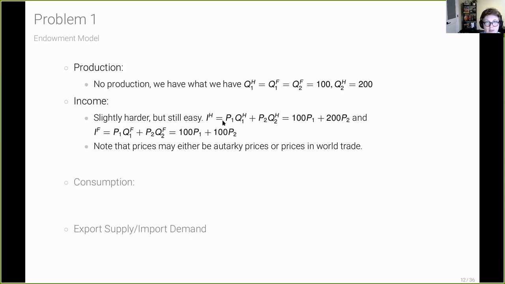we're just going to have that home's income is going to be 100, the quantity it has of good 1, times the price of good 1, plus 200, the quantity it has of good 2, times the price of good 2. And likewise, we can do the same for foreign.